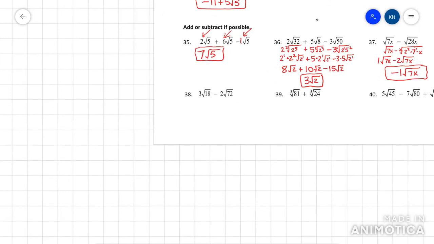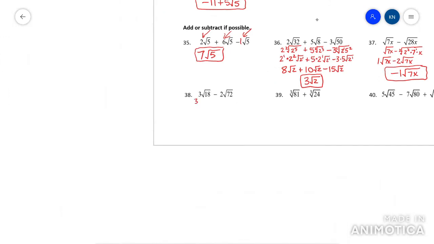Okay, almost there. Break down these numbers. Okay. Take out your groups. You're making groups of 2 here. Clean it up a little bit. So you have 9 root 2 minus 2 times 2 is 4 times 3 is 12 root 2, which is negative 3 root 2.